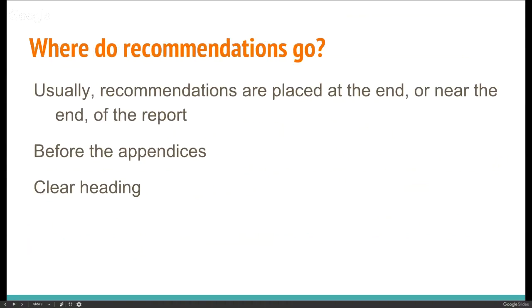Recommendations are usually placed at the end of the report or near the end, before the appendices. Make sure that there's a clear heading, because they will look for the heading, recommendations. So if you don't put the heading in, they won't know what it is. I say this because lots of students in the past have forgotten to do that. So just remember to put the headings in, make the headings clear.